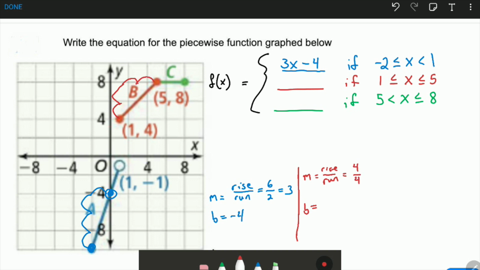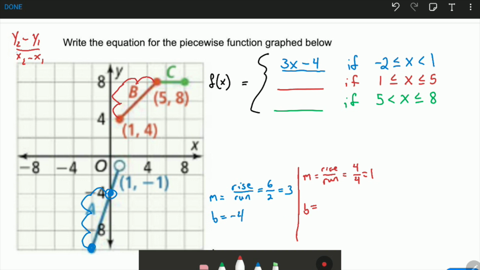So 4 over 4. You can also calculate slope with y2 minus y1 over x2 minus x1. And sometimes that is necessary depending on how the graph looks and what portion of the graph you can actually see. 4 over 4 though simplifies to be 1.